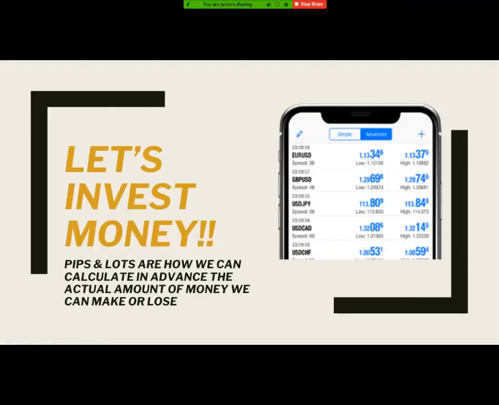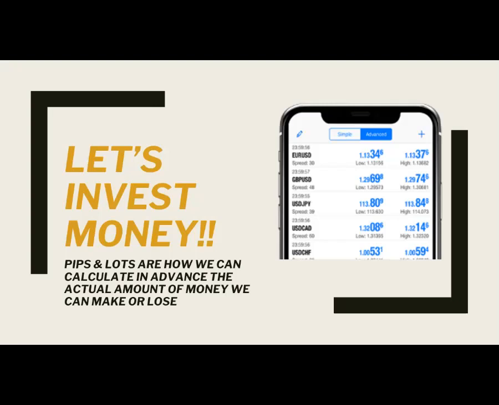Now, this is not something that we are just gambling our money away in, right? We are investors. When you invest your money, you don't just throw it anywhere. People who invest and get a return are wise and very calculated. Your pips and your lots are how you can calculate in advance the exact amount of money you can make or that you could lose in the market. Let's learn exactly how we're doing that.